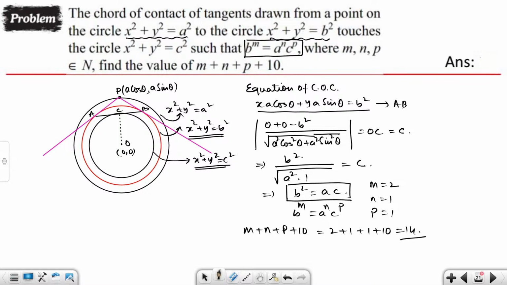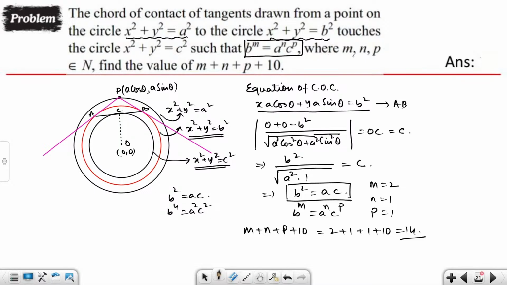Is it clear? Now, one thing I feel is that here you must write that M, N, P are the least values of the natural numbers. Because if I don't give that, you can write this as B square equals AC. Somebody can write this as B to the power 4 into A square into C square. In that case, they will say, sir, M is 4, N is 2 and P is 2. But that is actually not happening.